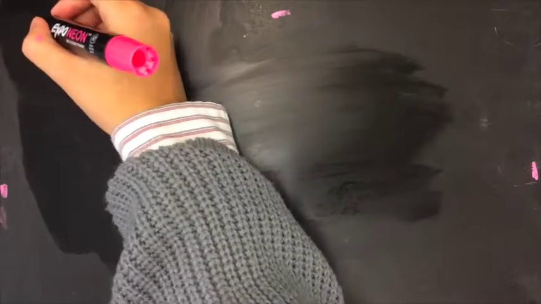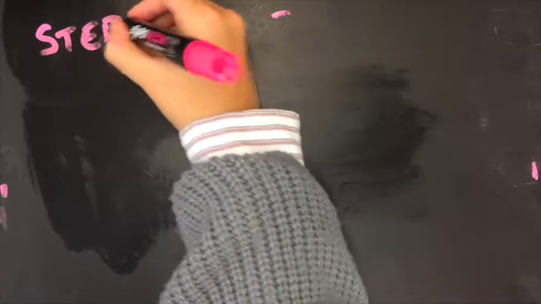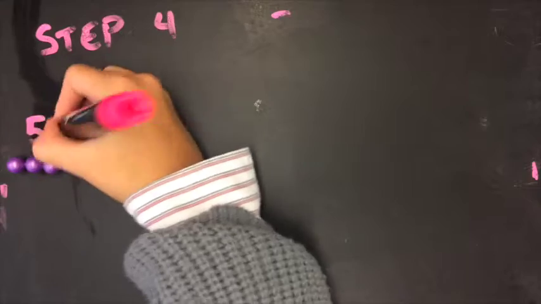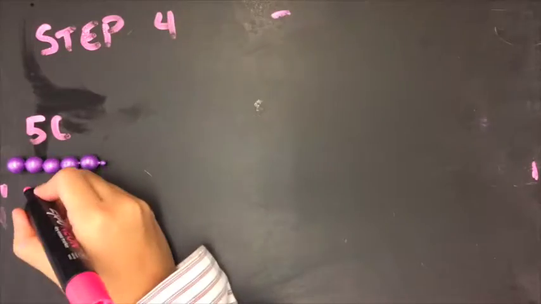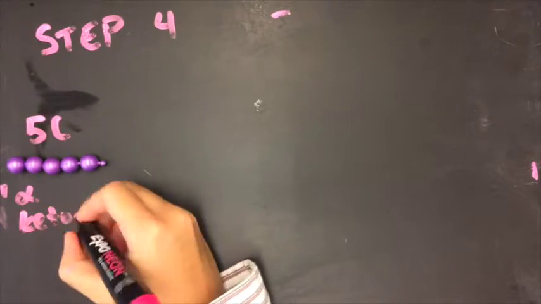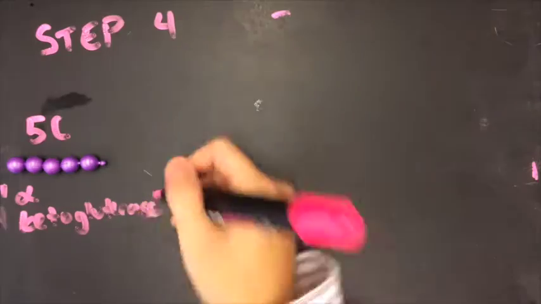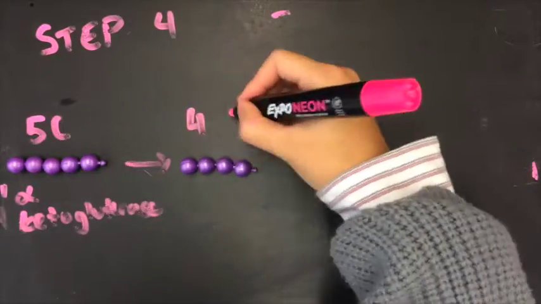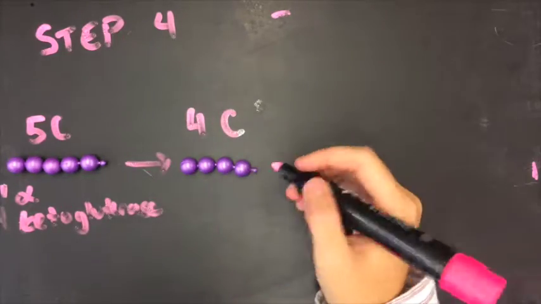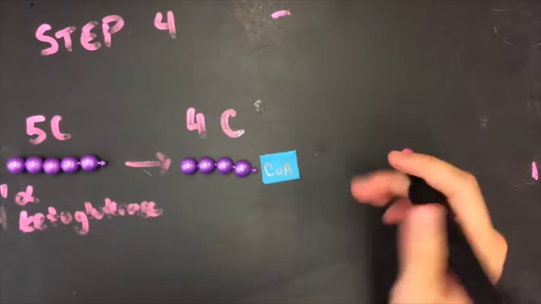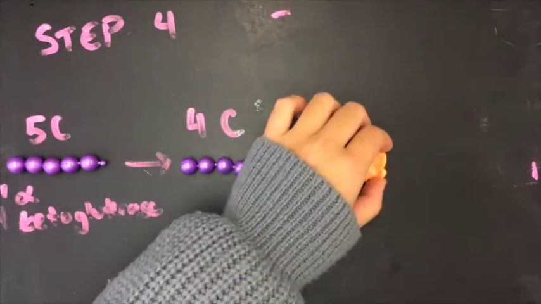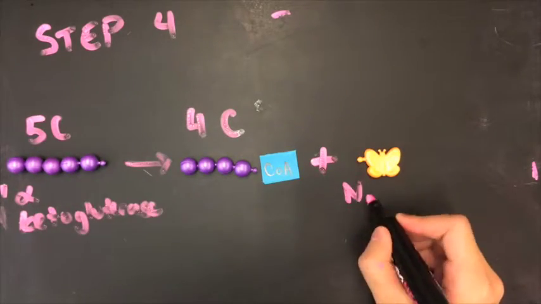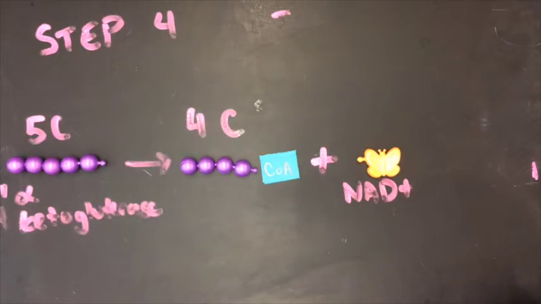Step 4. The 5-carbon molecule called alpha-ketoglutarate from the last reaction becomes a 4-carbon molecule called succinyl-CoA. There's that coenzyme A from earlier once again. 1 carbon is released as carbon dioxide and another NAD+ molecule is produced. This step is very similar to the last step of the cycle. Note that the same products were produced, with the exception of the number of carbons involved.